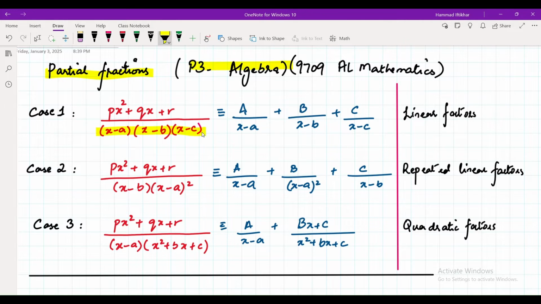One where the denominator has all linear factors. One where some of them, or maybe all of them, are repeated linear factors. And the third one is when we have at least one quadratic factor. And the question may come, what if we can factorize them? If we can factorize them, then that becomes the linear factor case where you can separate them. But if it's not factorizable, then we keep it in this form.